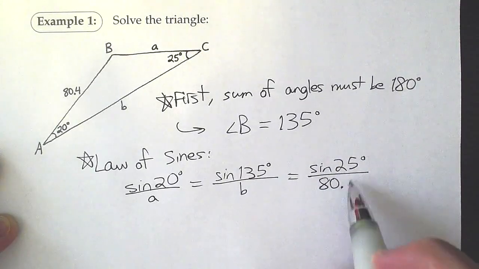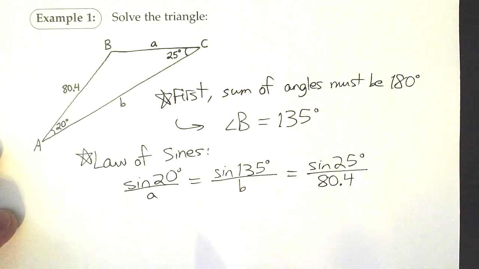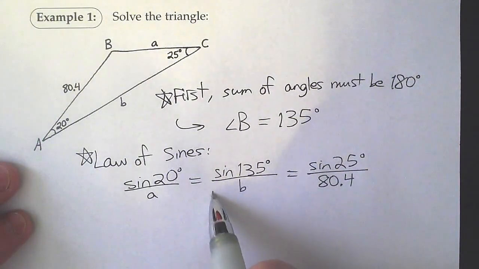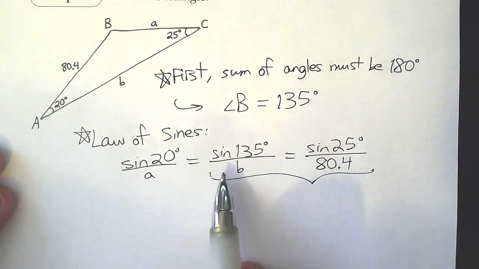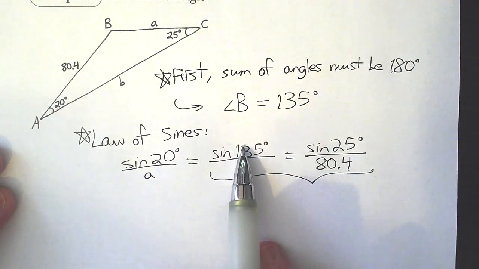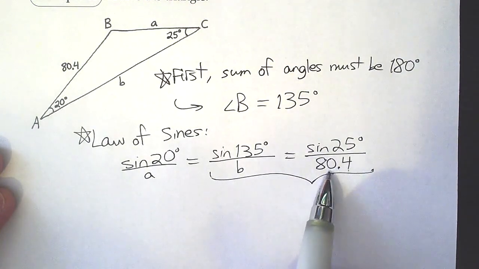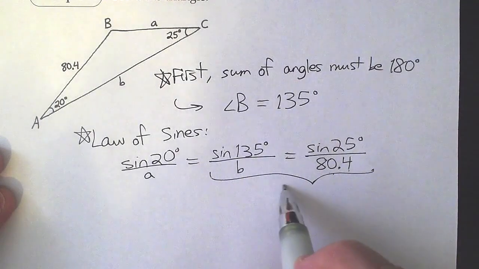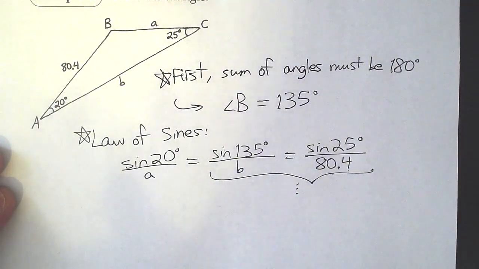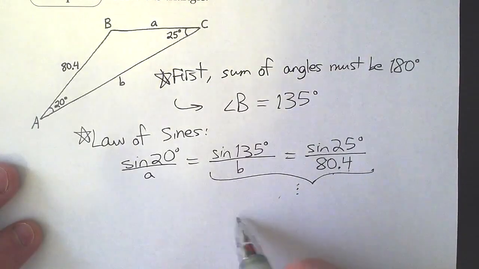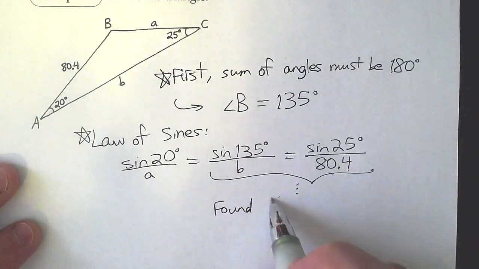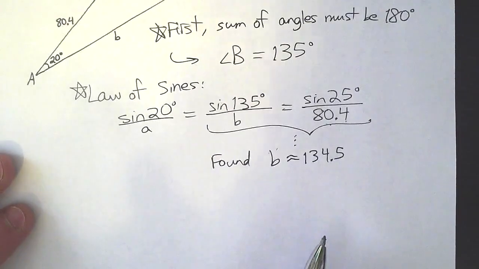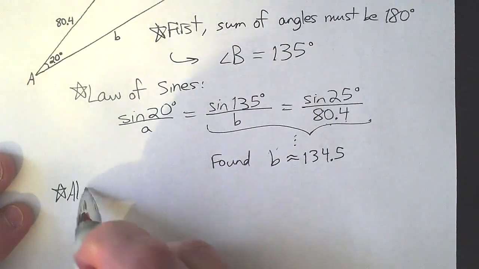We set it up like this, and our goal is to find lowercase a and lowercase b. I think in class we grabbed this part of the equation and worked with this. When you have a fraction equal to a fraction, you can cross multiply: upper left times lower right equals lower left times upper right, and we used this. I'm going to skip a couple of steps here, but we used this to find that b was around 134.5.